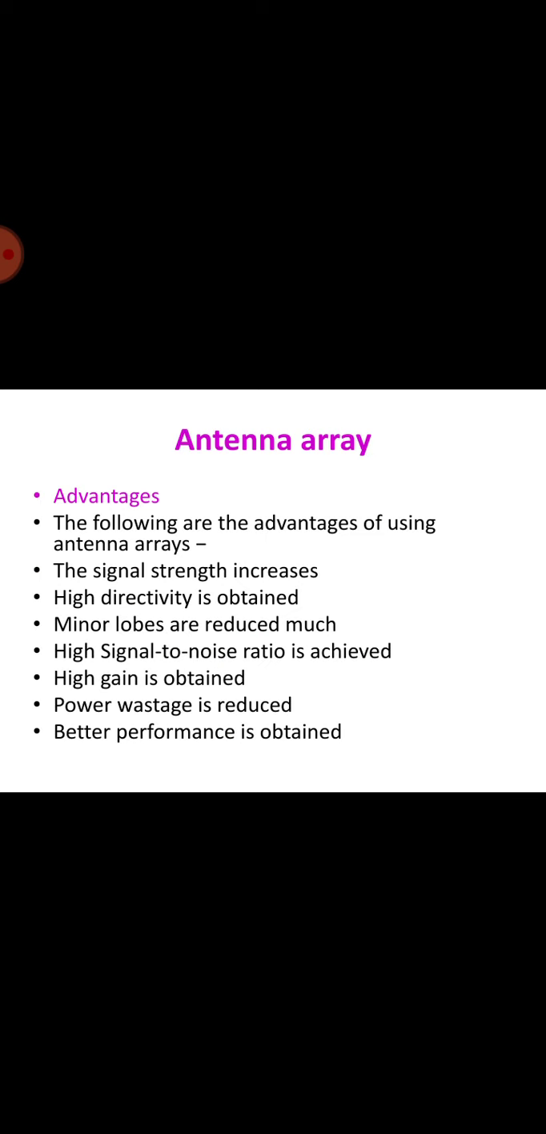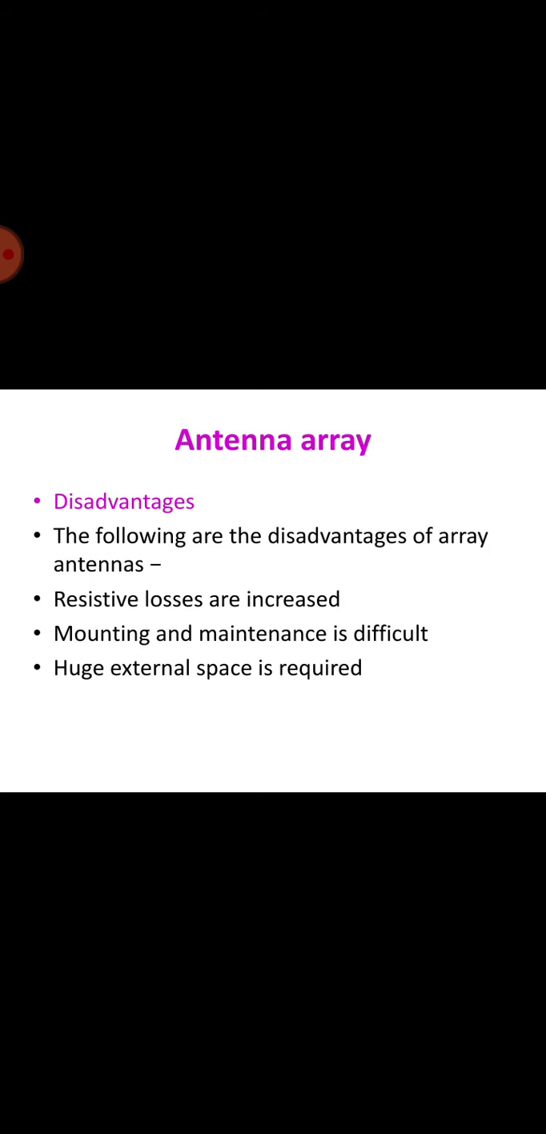The antenna array has many advantages: its signal strength increases, high directivity can be obtained, minor lobes are greatly reduced, a high signal-to-noise ratio can be achieved, high gain is obtained, power wastage is reduced, and better performance is obtained. The disadvantages of using antenna arrays are that resistive losses are increased, mounting and maintenance is difficult, and huge external space is required.